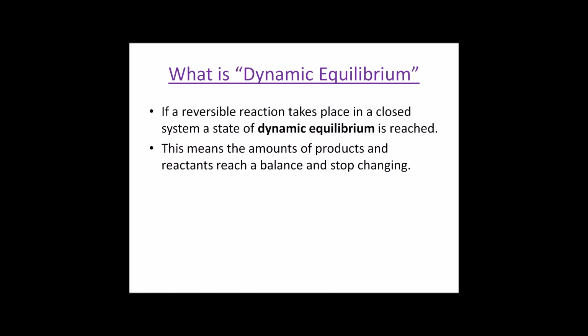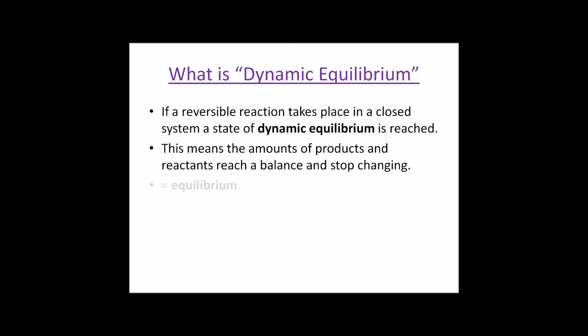So dynamic equilibrium, what is it then? Bearing in mind what a closed and open system is. If a reversible reaction is taking place inside a closed system, so where nothing can escape or enter in terms of the chemicals, the state of a dynamic equilibrium is eventually reached. This means the amount of product and reactant reach a balance and stop changing. We still have some reactants, we still have some of what we start with, and we still have something that we've made. We've got things on both sides of the arrows, but eventually the amounts of those stay constant.